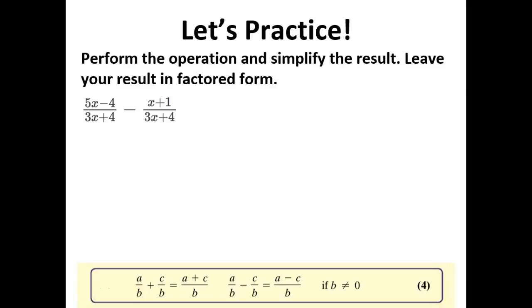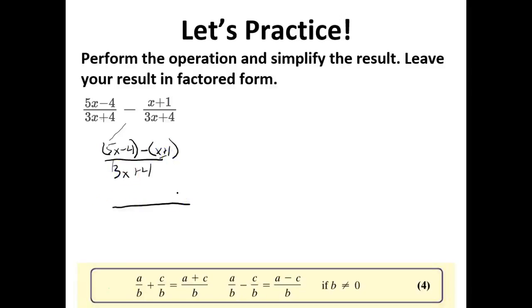Let's do this one here. We've got (5x - 4)/(3x + 4) minus (x + 1)/(3x + 4). Those bottoms are the same, so we can just subtract the tops. The bottom is going to stay the same, just like it would be with normal fractions, and we're going to take the 5x minus 4, subtract the other top, x plus 1.